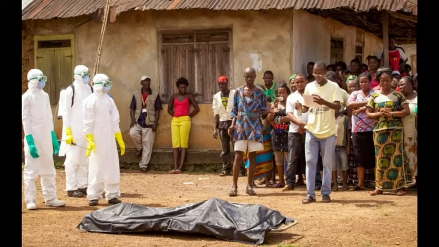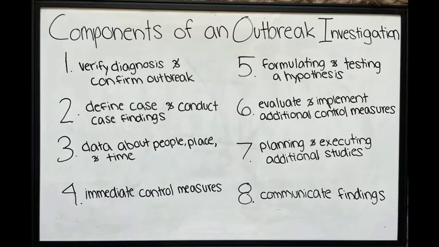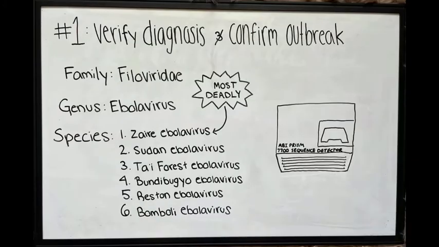In this video, we are going to analyze 8 components of an outbreak investigation using the 2014 Ebola outbreak as our guide. The first component is to verify the diagnosis and confirm the outbreak. On March 23rd of 2014, the World Health Organization's laboratory confirmed that the causative agent was the Zaire species of the Ebola virus family. Blood and oral samples were collected from suspected Ebola patients who were being treated in Sierra Leone's western area and northern Province.